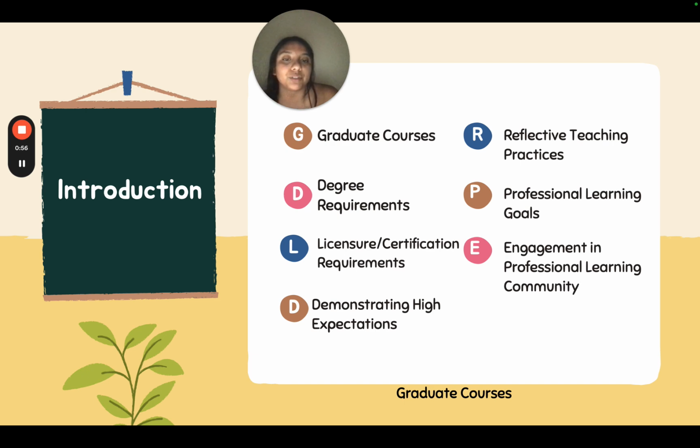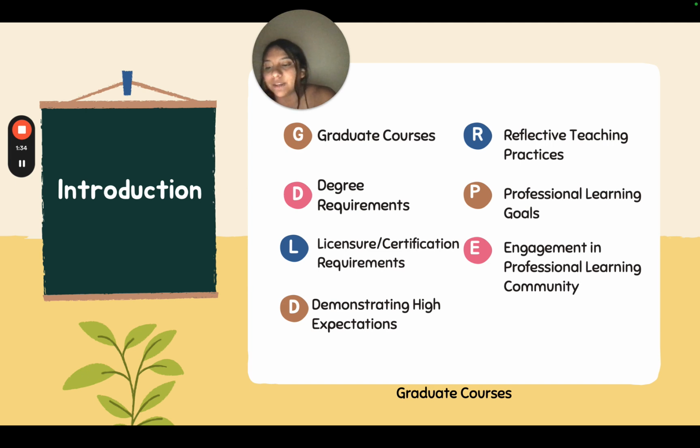For four, we would have demonstrating high expectations. Provide examples of how each aspect will be integrated into teaching practices. For five, we would have reflective teaching practices. We will discuss strategies for collecting and analyzing data to inform instructional decisions. For six, professional and learning goals. We will elaborate on why these goals were chosen and their relevance to career development.